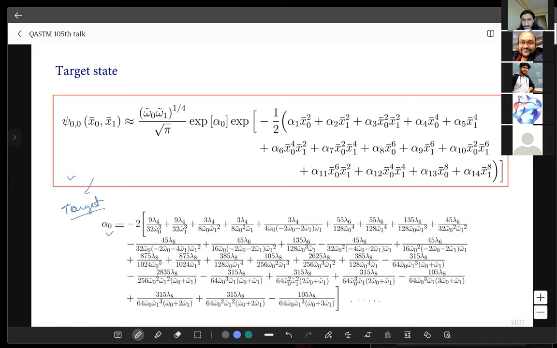I have one doubt that I have already pointed out before also. It's okay that you have started with a Gaussian state. Your initial state was a Gaussian state, isn't it? Yes, sir. I'm talking about the unperturbed state. Yes, sir. So, is it possible to start with a non-Gaussian state?